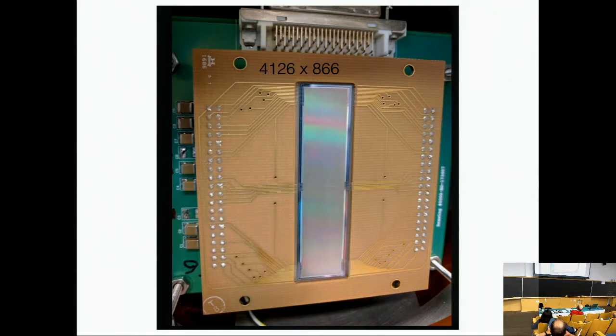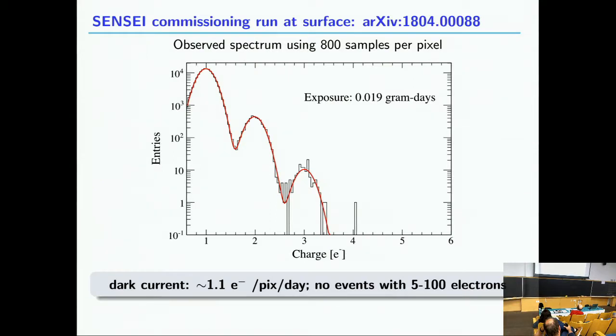This is one of the detectors, 4K by almost 900, so it's almost 4K by 1K. This is not the detector we are using now, but it looks very similar. So before taking the detector underground, we took some data to characterize the detector on the surface. And this is the spectrum that we got from darks on the surface. And this corresponds to just a few hours of exposure, a total of 0.02 gram-days.